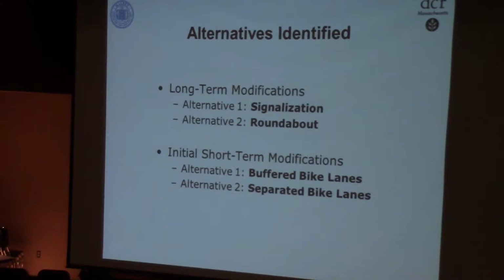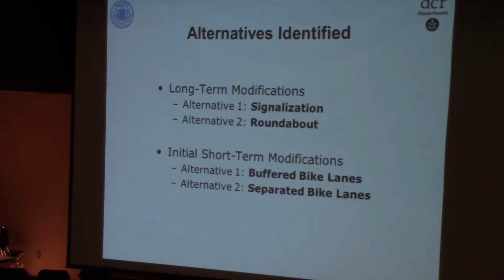So for long-term modifications, we came up with two alternatives. One is to signalize the intersection, make some geometric changes, and then add signals. And what we're calling alternative 2 is a roundabout, which we'll see shortly some concept sketches of that.